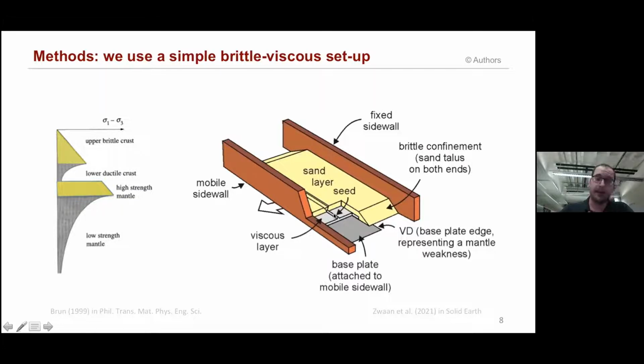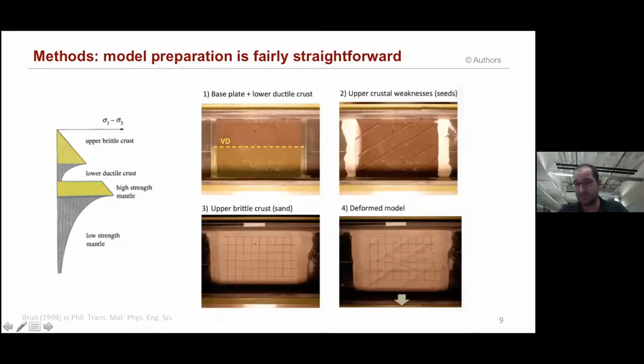And the other thing that we have is a weakness in the upper crust, which is represented by a so-called seed. This is a little bar of viscous material, and this makes the sand layer or the upper crust locally weaker, and therefore it will localize deformation. This is basically how we do this, and then we build our model. This is just a little series of figures that shows how we model.